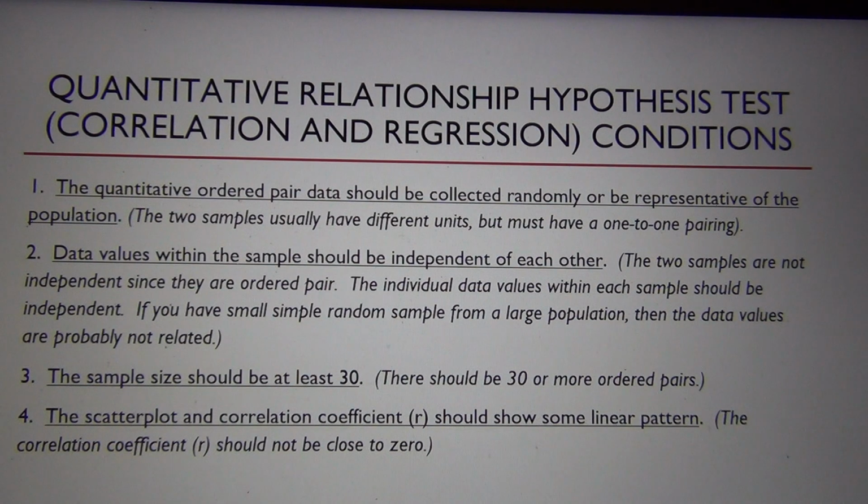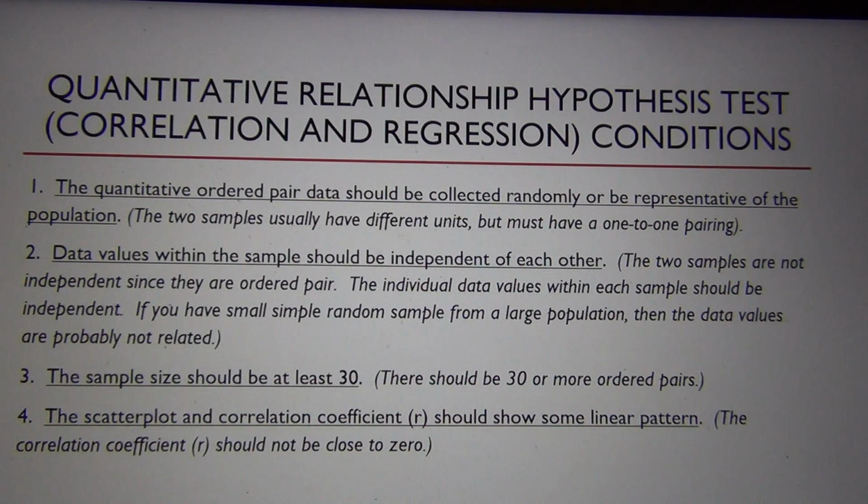All right, so the quantitative association test, correlation and regression, is probably one of the toughest hypothesis tests. I mean, it really is. You can study this stuff for a long time, and there are a lot of different conditions involved. I put the most common ones here, just to give you an idea of what statisticians and data scientists like to check when they're doing a correlation and regression study. One of the things is, of course, that we should have good data. Our data should be collected randomly, so it should be random ordered pair data, or at least be representative of the population.